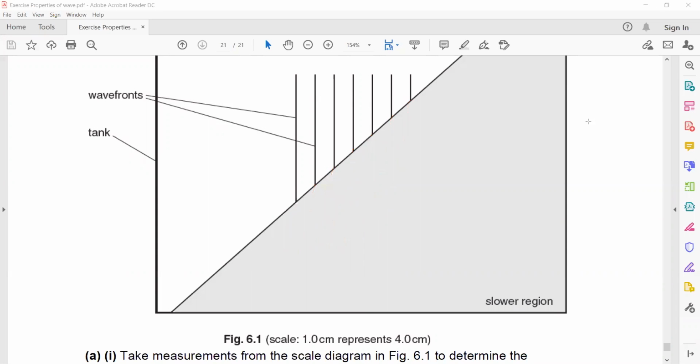Any other doubt in this exercise? So I'll start the topic.